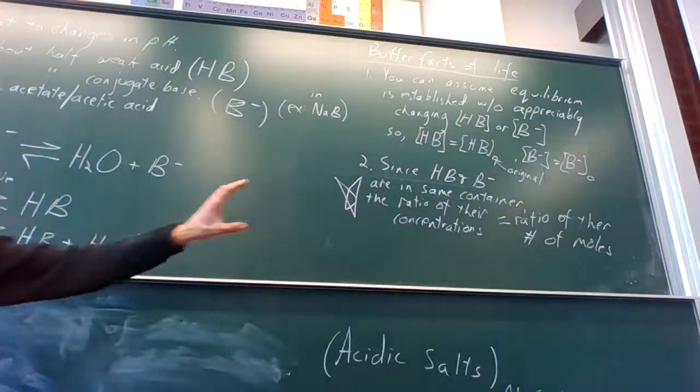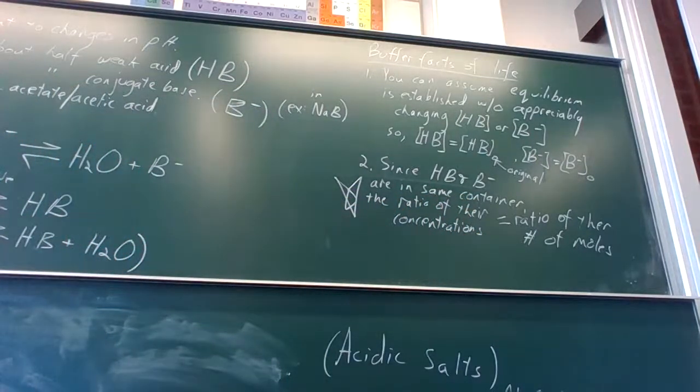No V? Yeah, it's a 1-to-1 ratio. What don't I have to worry about here, Noah? I don't need the concentration, and I don't even need the 550 milliliters. If you think about it, if I divide both of them by 550, it cancels out anyway, right? Because they're in the same container. You know what I'm saying, folks?